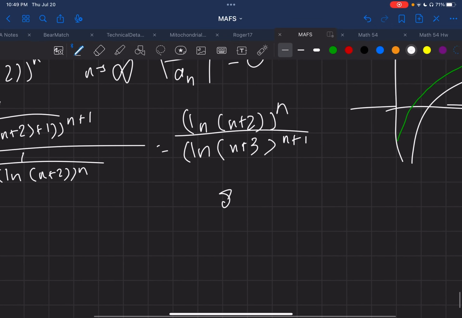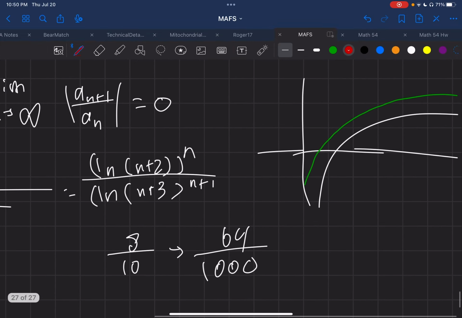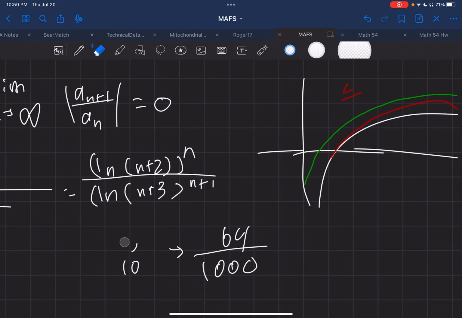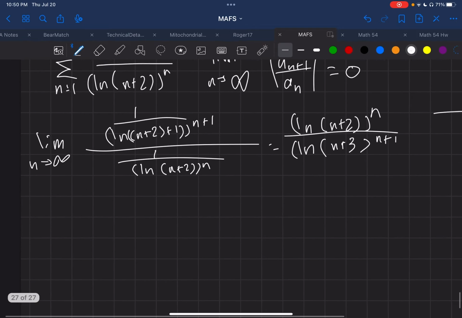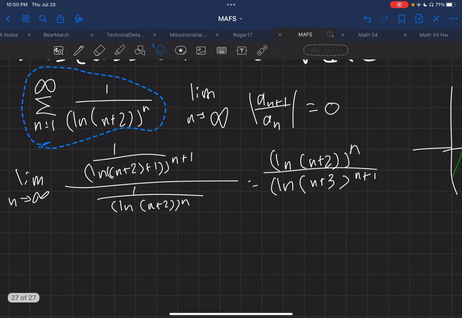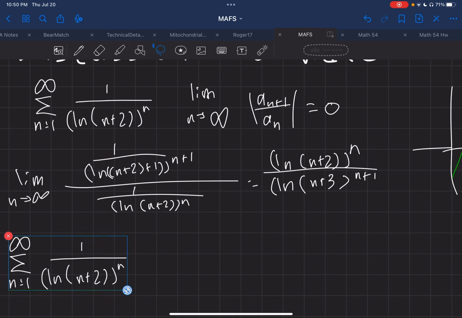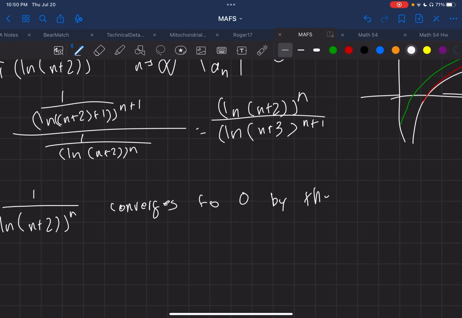Let's say it would be like 8 over 10, and then the next term would be like 64 over 1,000 or something like that. Since the numerator is always less than the denominator, the term will decrease and therefore approach 0. So now with this, we can conclude that this limit, well, let me copy and paste real quick. Therefore, we can conclude that this series converges by the ratio test.